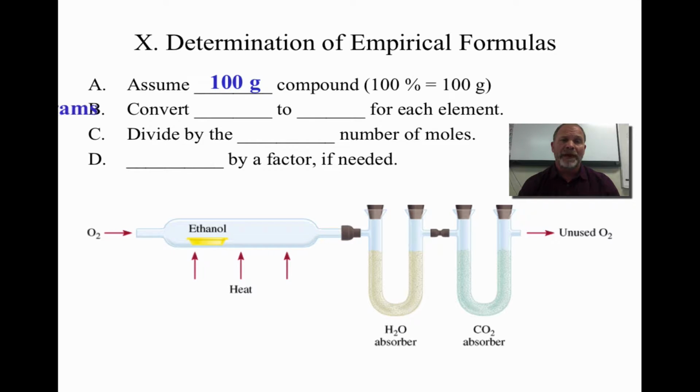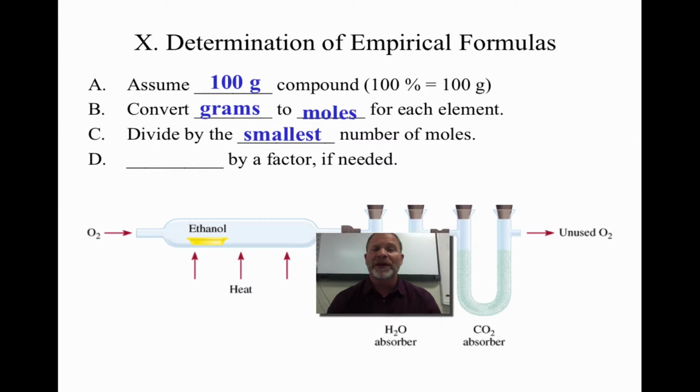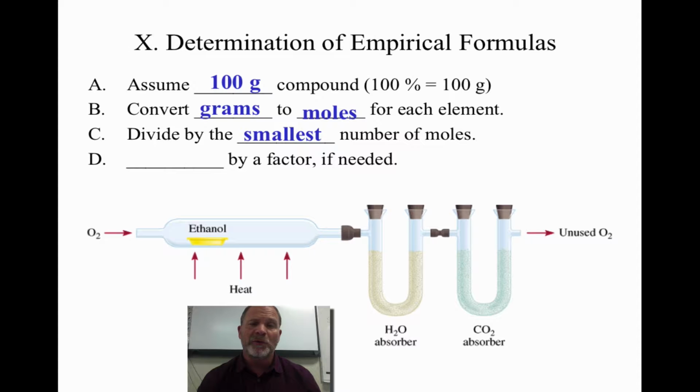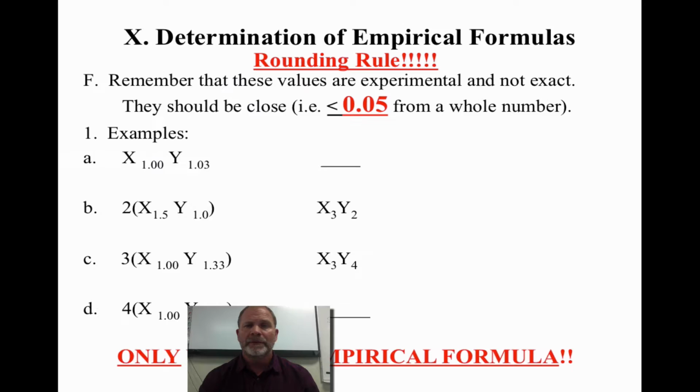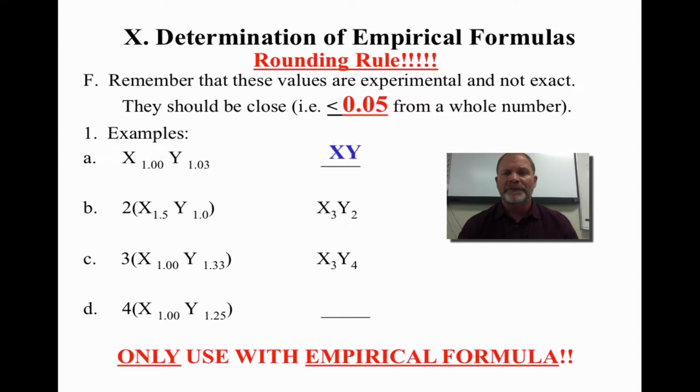Then we're going to get from mass to moles using molar mass. We get that from the periodic table. Then we're going to find our lowest number of moles. We divide through by the lowest answer, and that's setting up our mole to mole ratio. And if needed, based upon our very specific rules for rounding, we may have to multiply through by a multiple. Here are the rules for rounding.